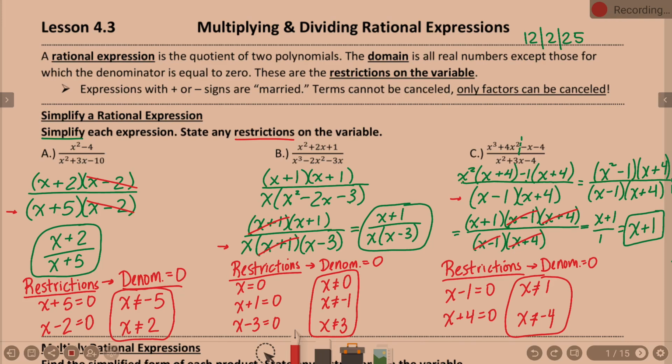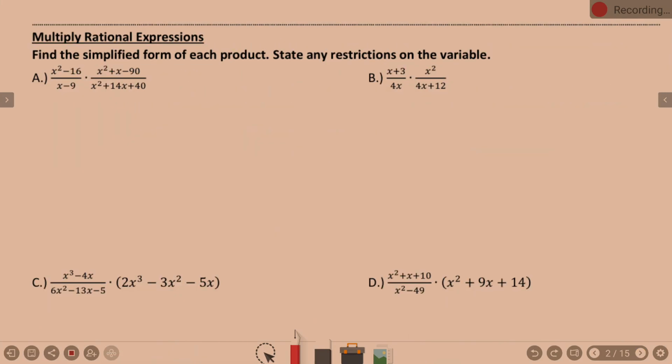It's really no different. It's just a bigger simplifying problem. That's all it really is. Okay? So, as we look at our multiplying section, find the simplified form of each product, and then again, we are going to be stating restrictions.